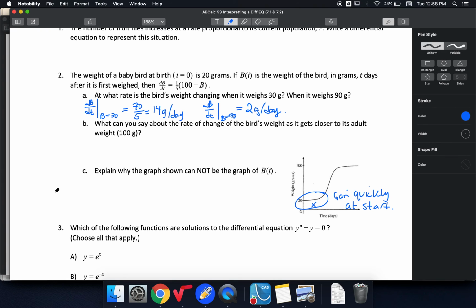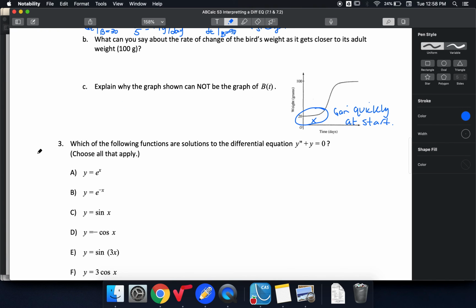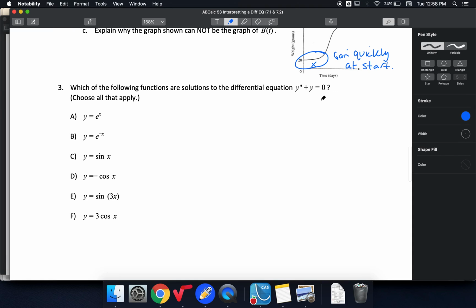All right, this last one is choose which of these are solutions to this differential equation. So this is a second order differential equation because it has a y double prime in it. I'm going to do the first one for you and let you figure out the rest. You can check your answers on our solutions document that I had open a few minutes ago.